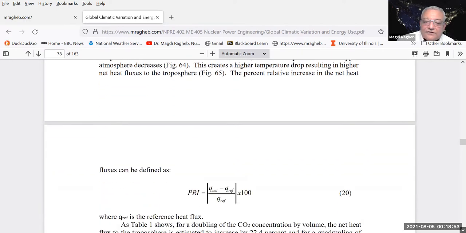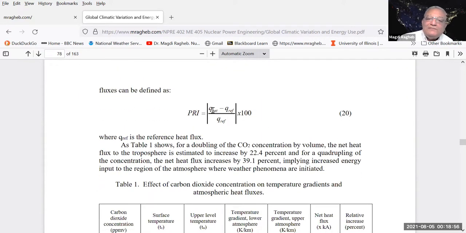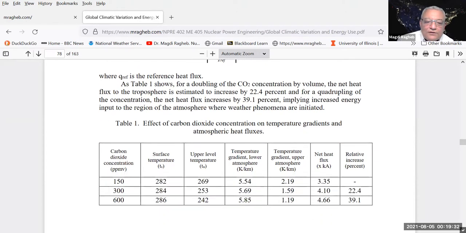As I suggested, we want to eliminate the conductivity of the Earth and the area of the conduction. So we take the net heat flux, the energy of the heat flux from the Earth to the troposphere, minus a reference value, the heat flux as a reference. And we take the reference value as the 150 parts per million before the Industrial Revolution. This is a Q net, the difference between the upgoing heat flux and the downgoing heat flux. We can put this into a small table here.